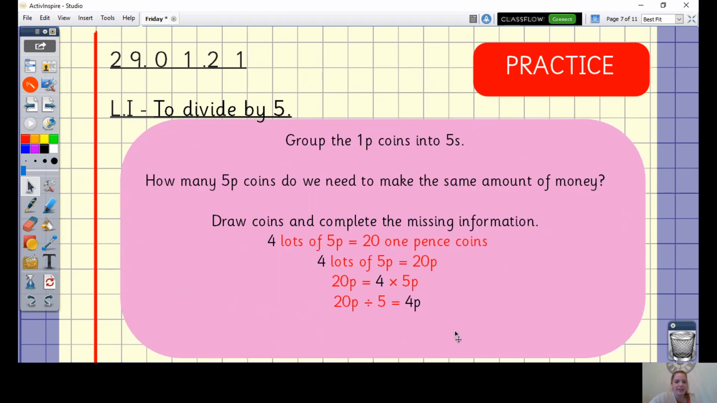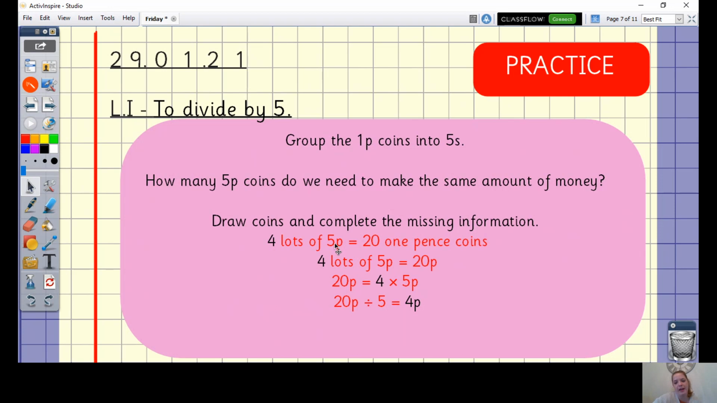Okay then, so we wanted to group those 1p coins into 5s, and we wanted to find out how many 5p coins we needed to make the same amount of money. So how many groups there would be if we were to group those 1p coins into 5s. So here we are, the missing information.